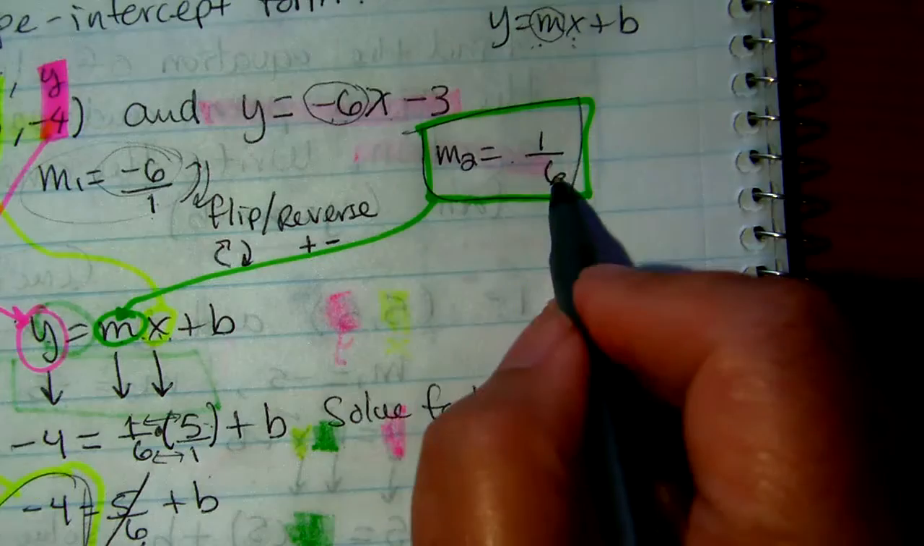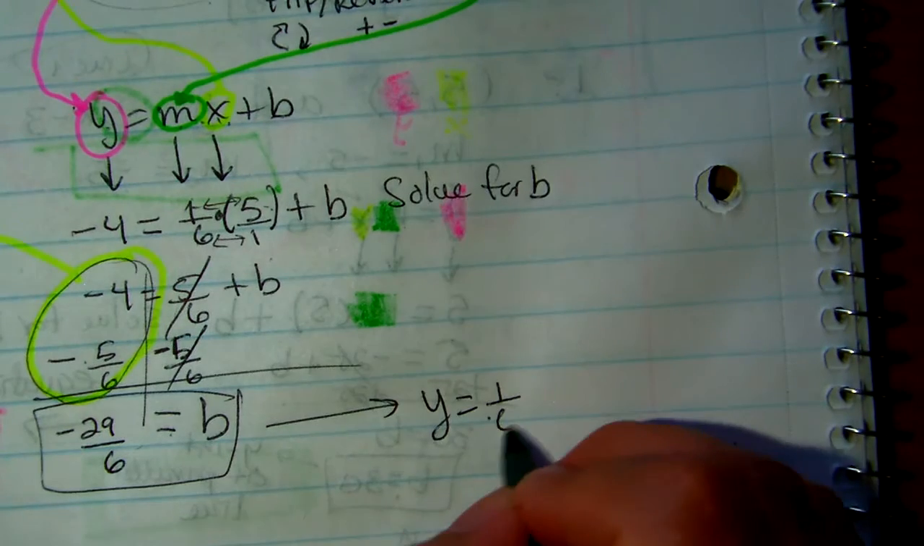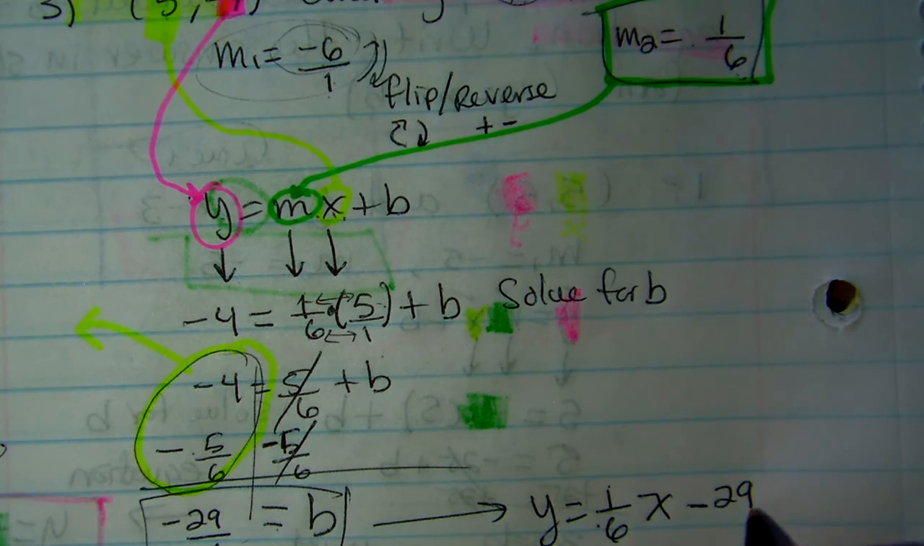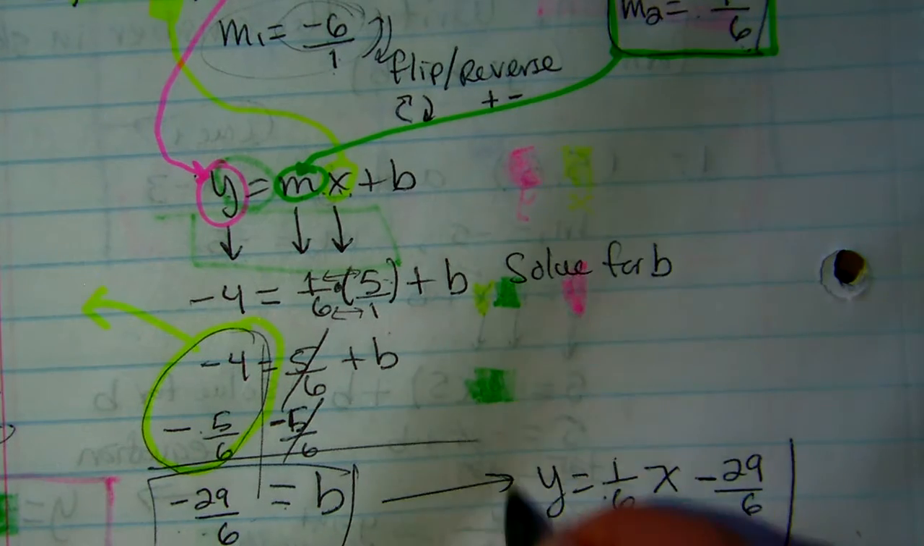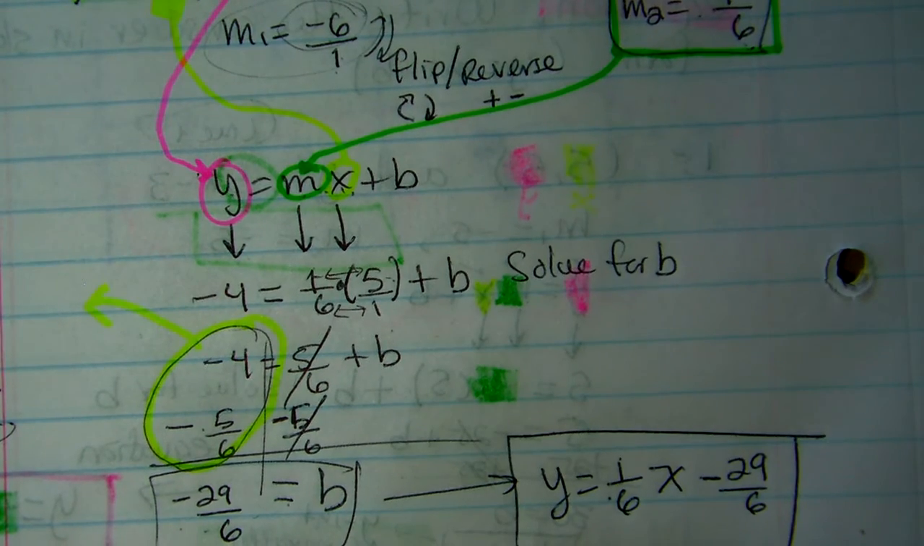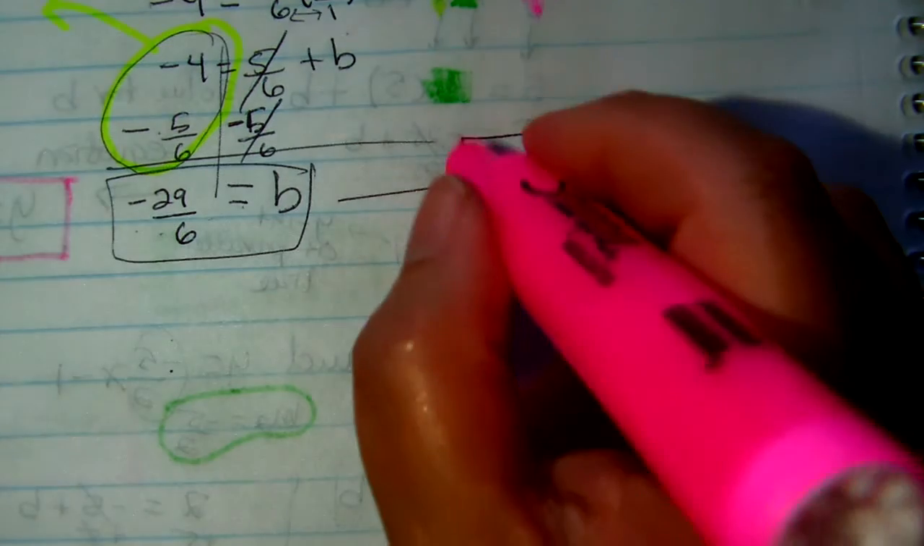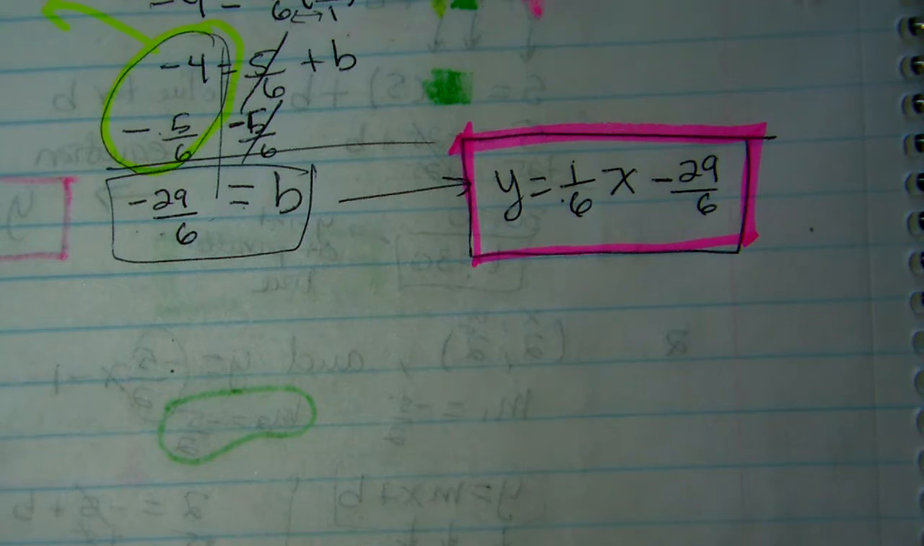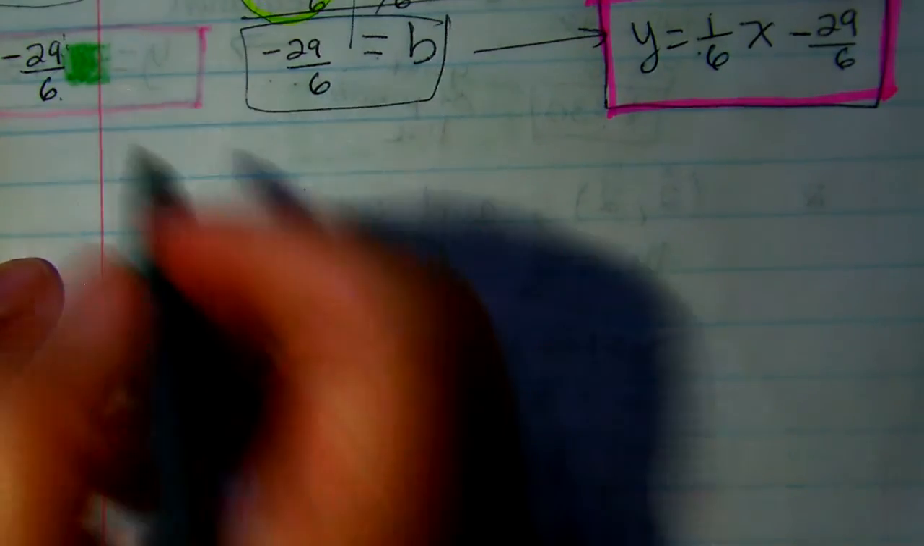Where do we get the slope? Over here, because this is the perpendicular line. 1/6 of x minus, the b is negative, so it's going to be minus 29 over 6. And this right here is your equation. Okay. All right. Let's do example number 4.